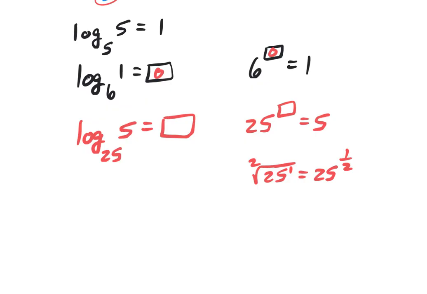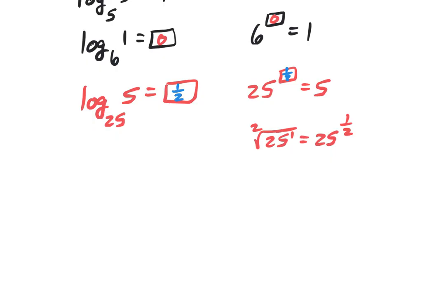It's one of those exponent rules we just haven't seen for a while. And so what I could do here is put 1/2 in as my exponent. And so log base 25 of 5 is equal to 1/2. We probably won't see that one a ton, but it is one we could see.